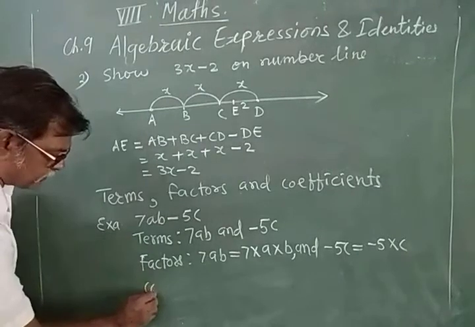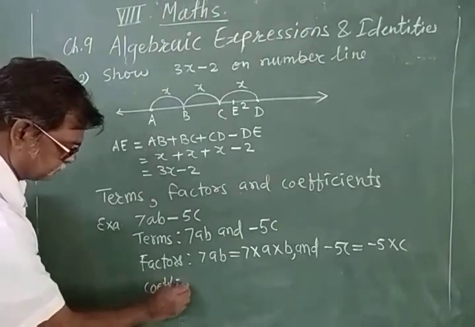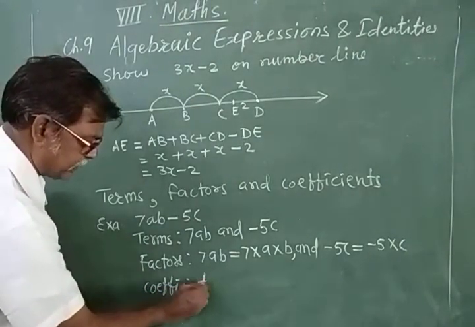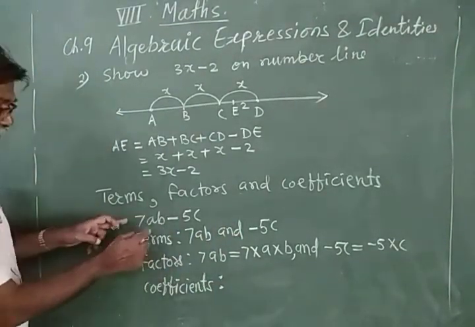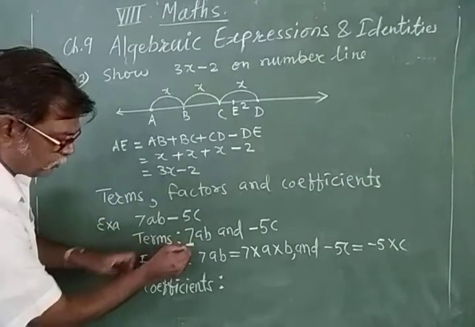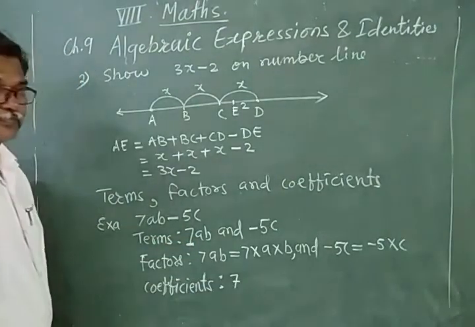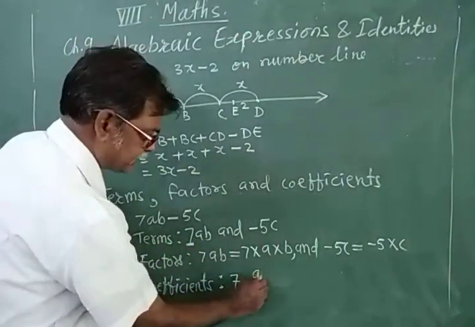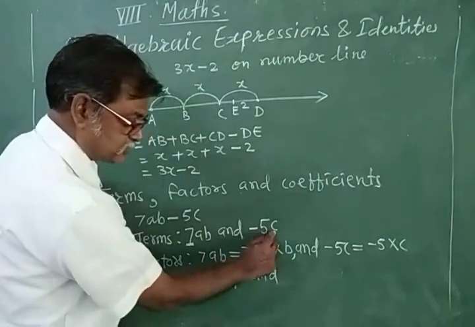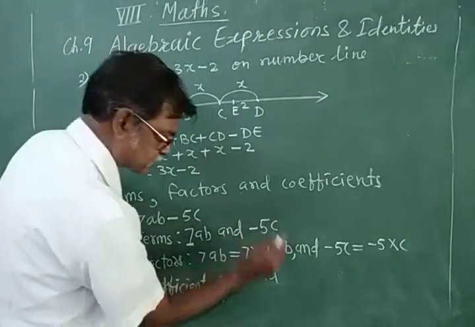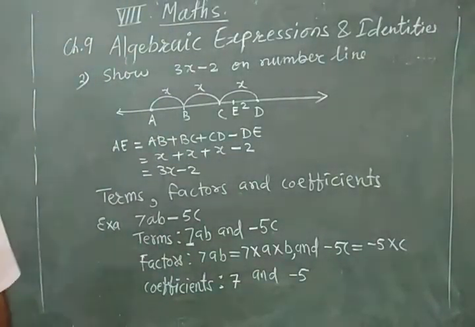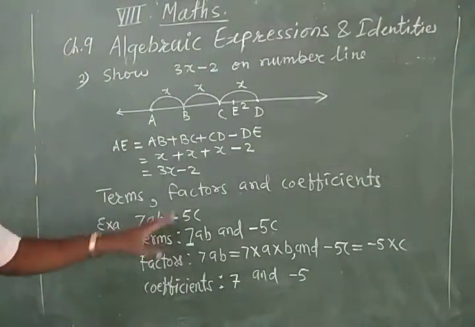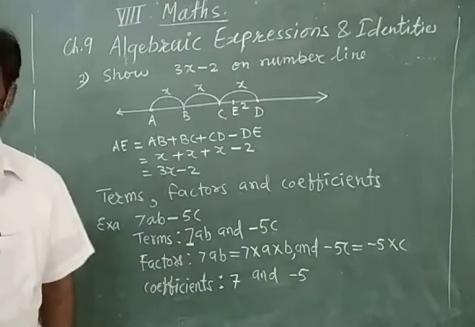Now, what are the coefficients? We are having 2 terms. In both terms, we are having coefficients. In the first term, the coefficient is 7. And in the second term, the variable is c, so in minus 5c, minus 5 is the coefficient. So these are the terms and coefficients.